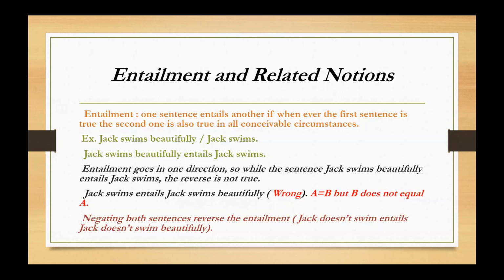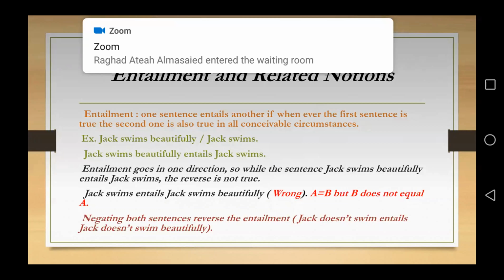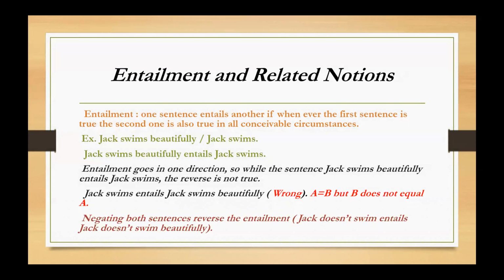Negation of both sentences reverses the entailment. So if you want to reverse the sentence, you have to negate them. Like Jack doesn't swim entails Jack doesn't swim beautifully. Exactly. So if we negate the sentences, Jack swims beautifully and Jack swims, so if we say Jack doesn't swim beautifully and Jack doesn't swim, now we get the reverse pattern. So Jack doesn't swim entails Jack doesn't swim beautifully, because if he can't swim, then he can't swim beautifully.